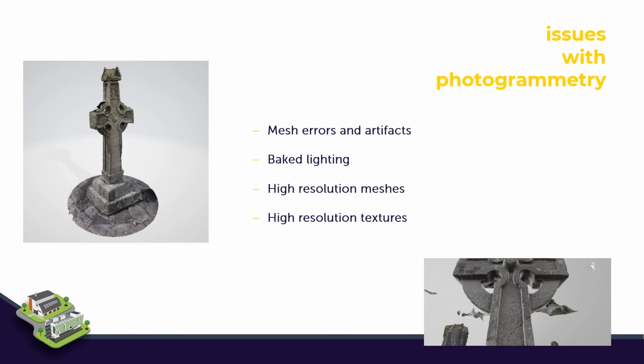It also produces baked lighting. So the lighting that's present when the photographs are taken is the lighting that you're going to get in the mesh, in the textures, and in the detail. This isn't always what you want, as it's running in a real-time application, and you probably want the lighting to change according to the lighting in the scene. And as mentioned before, it does produce high resolution meshes and high resolution textures, neither of which are ideal for running in real time applications and can be very computationally expensive.